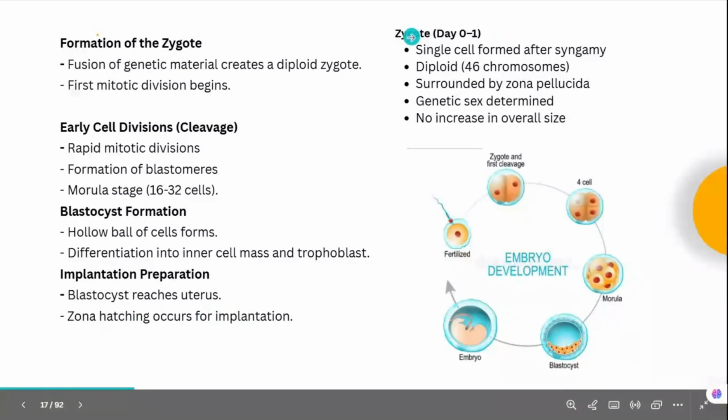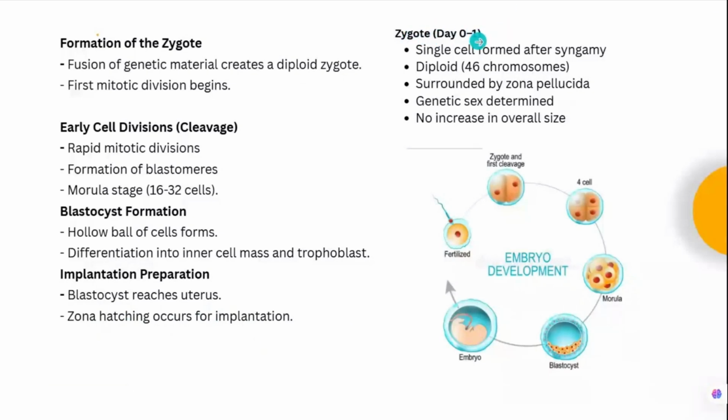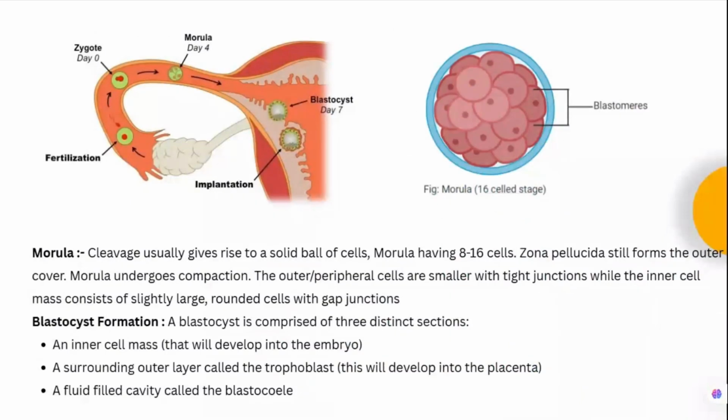So from the zygote, from day 0 to 1, a single cell is formed after the syngamy. You have a diploid cell having 46 chromosomes, which is surrounded by the zona pellucida. Genetic sex is already determined, and there is no increase in the overall size of the cell as such. But from here onwards, what is going to happen? In the stages we have seen, there will be further division of the cells, and these blastomeres will be formed, and you will get the morula, then you will get the blastocyst.